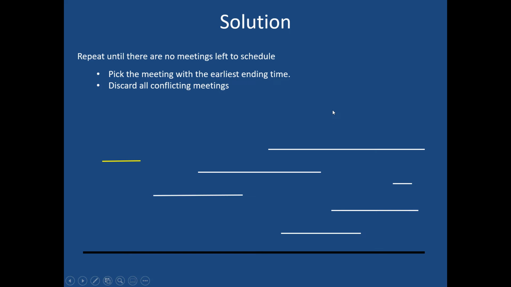All right. So what meeting do we grab next? This one here. So we commit to it. Get rid of conflicting meetings. We got this one now. We get rid of it. Get rid of conflicting meetings, and then we can schedule that, and we're done. Okay, so that's an example of this greedy algorithm in action.